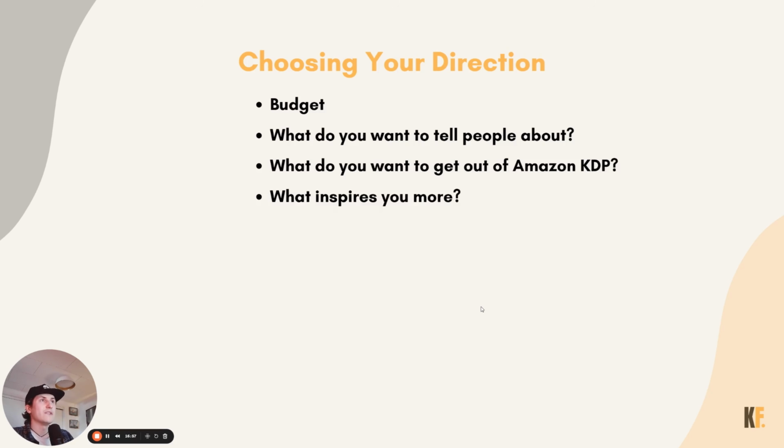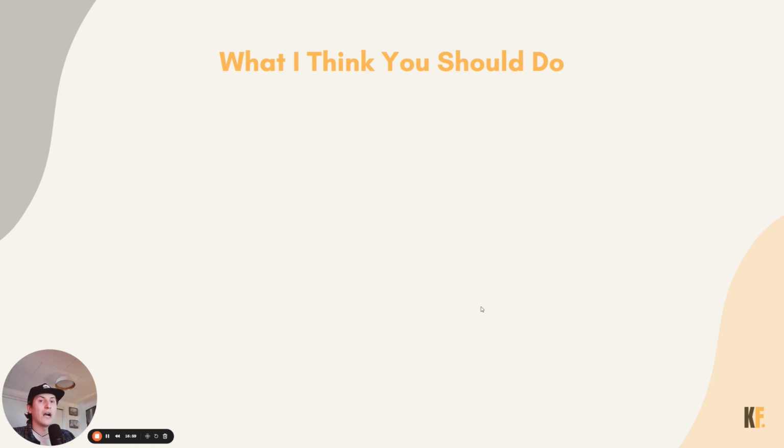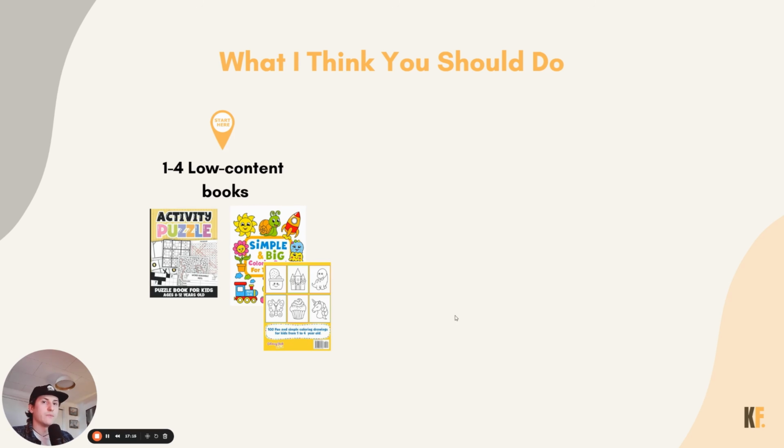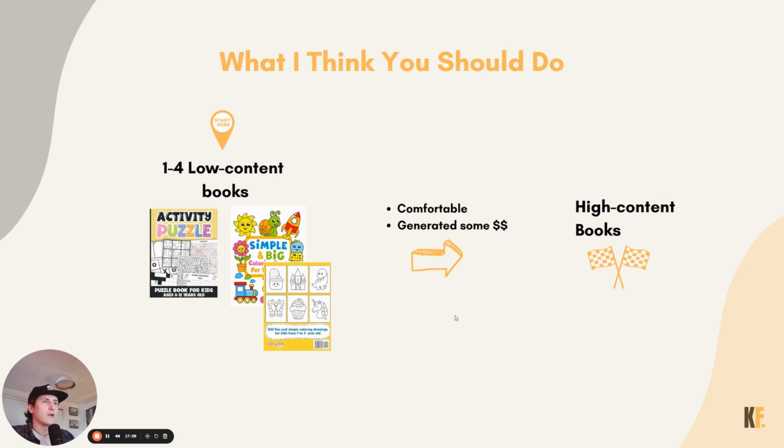So now let's actually get into what I think you should do and what I think warrants the highest chance of success. What I think you should do starting out is start with a few low content books, 1 to 4, maybe even 10 plus. What this is going to do is make you comfortable. It's going to allow you to maybe even generate some income, hopefully. If not, that's okay too. But once you're comfortable, once you've generated some income, you can then move into high content publishing.